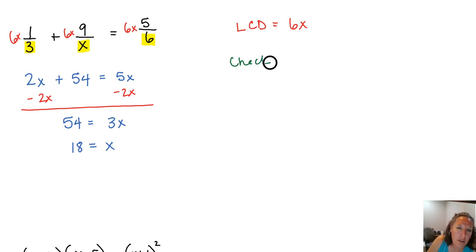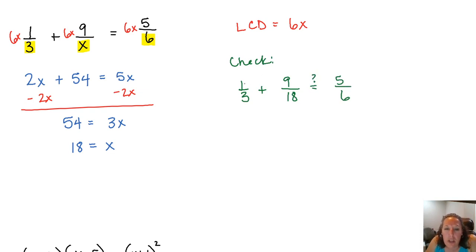And so if we check, make sure that we plug back into the original. So I'm looking just at those black writing there. So we have 1/3 plus 9 over the x that we got, 18, equals 5 over 6. We hope that's true. So 1/3 plus 9/18, we can simplify that just a little bit. 9/18 is the same thing as 1/2.